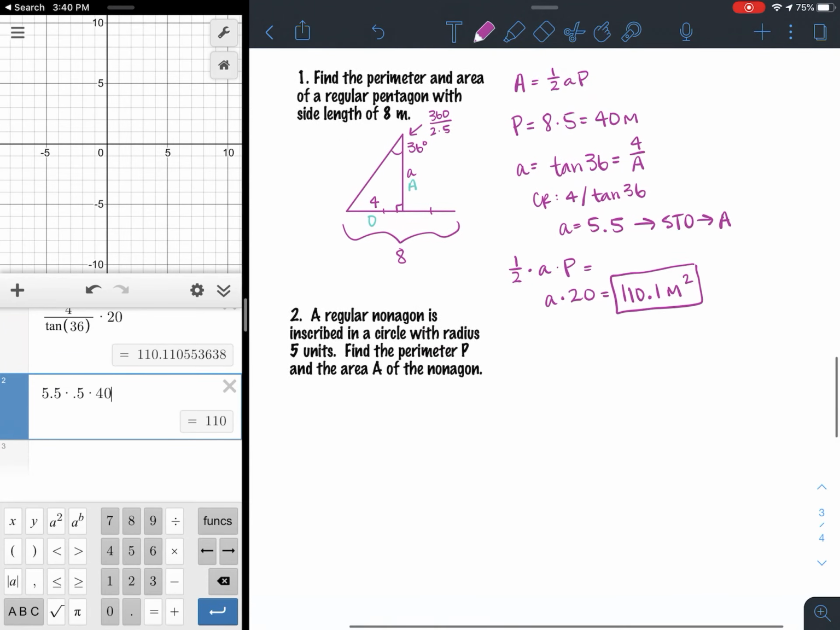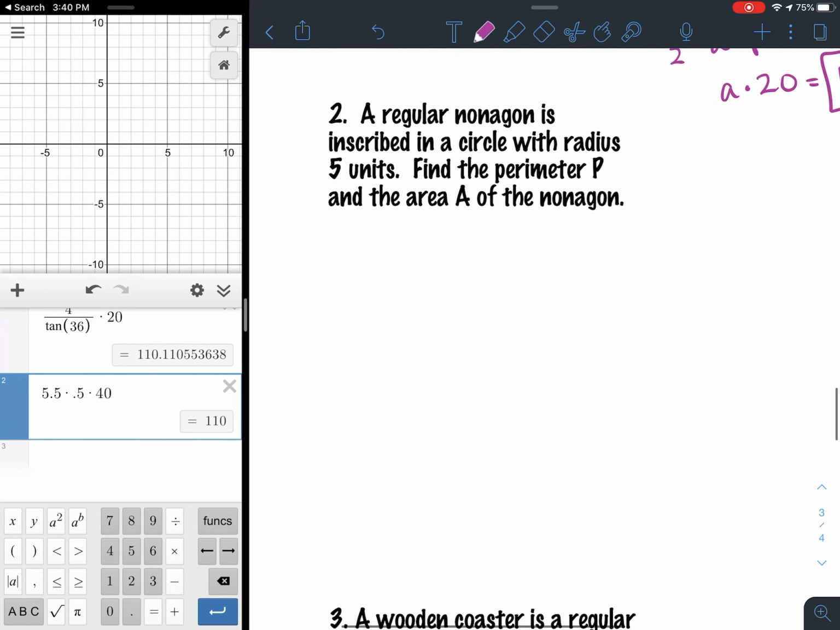So here's where we don't want to try to draw a nonagon. It will fail, it will be horrible, and it will take you forever, and there's no reason to do it. So here is the side of our nonagon. It says it's inscribed in the circle with a radius of 5. So if the radius of the circle is 5, so is the radius of our nonagon.